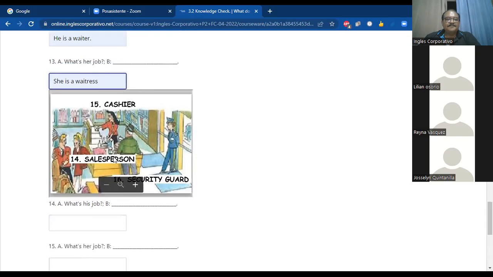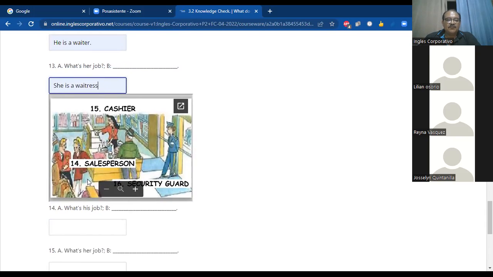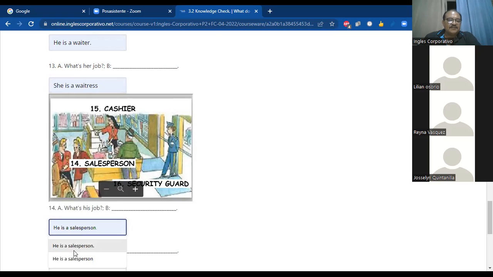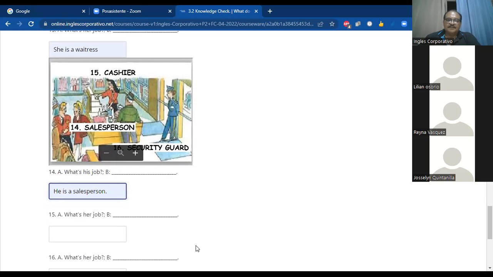Okay, 15. Cashier. No. Wait, 14. Salesperson. What is his job? He is a salesperson. And what is her job? Cashier. She's a cashier, yes. And this is the lady, right? This is the lady. What is her job?